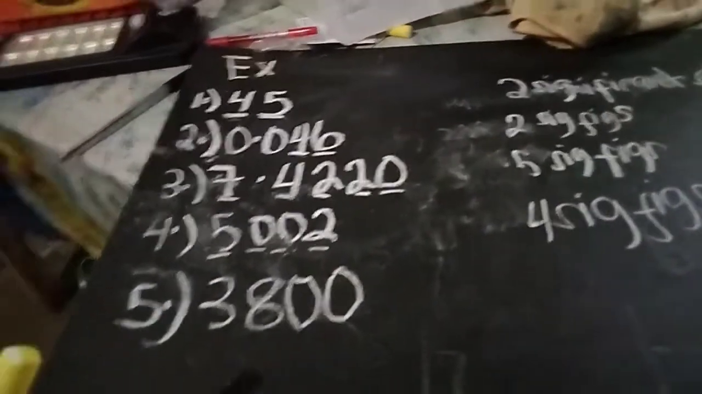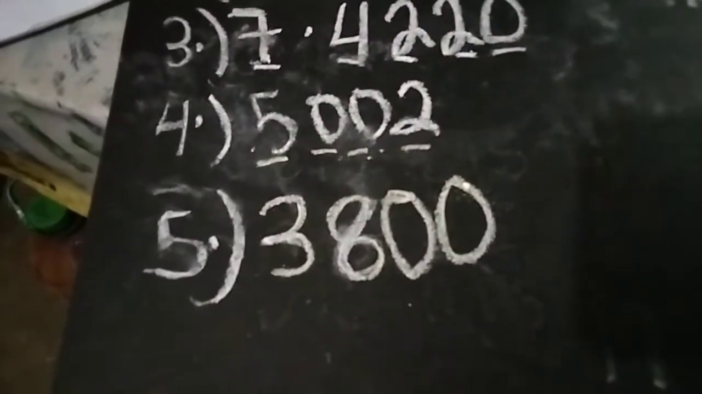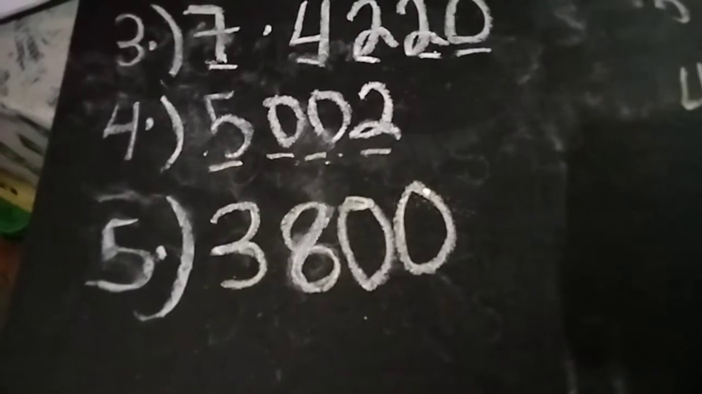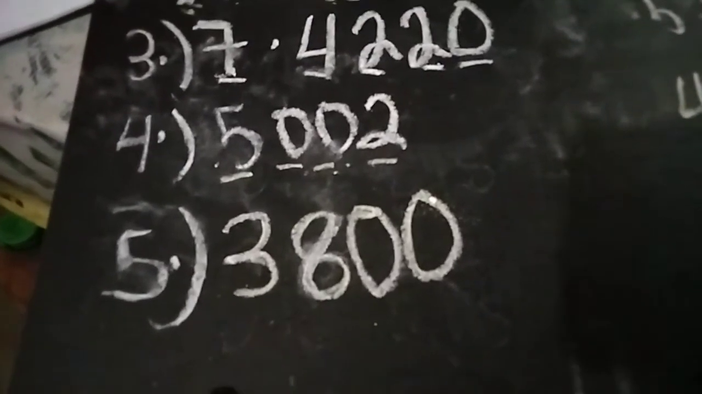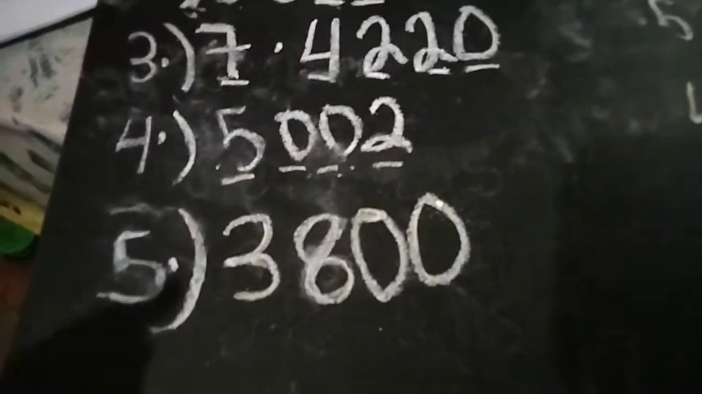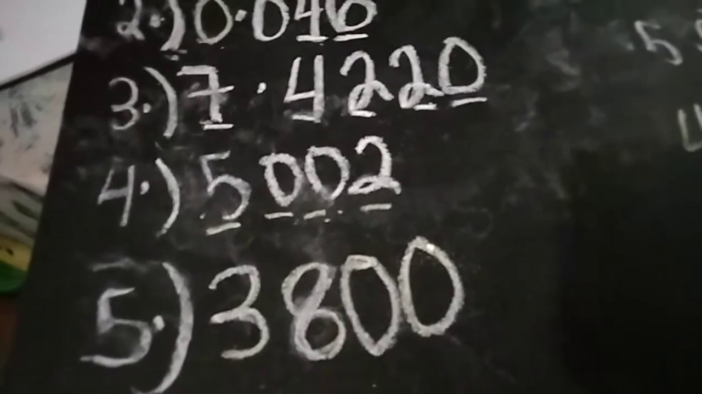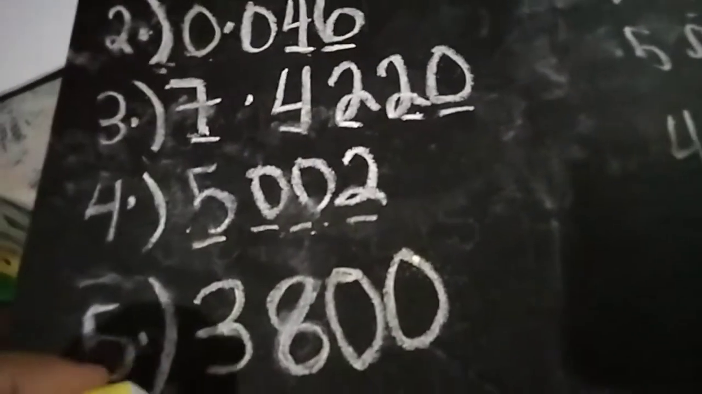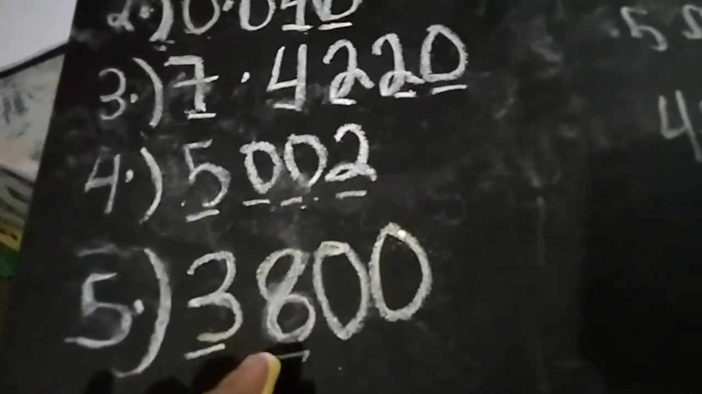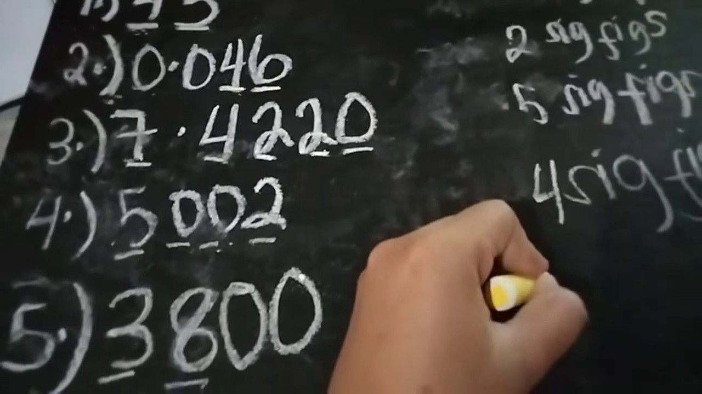So next, the last, number 5. There is no decimal shown in this example. So we must assume that the zeros are not significant figures, because there is no decimal. So only the non-zero numbers are countable as significant figures. So 1, 2. There are 2 significant figures in this example.